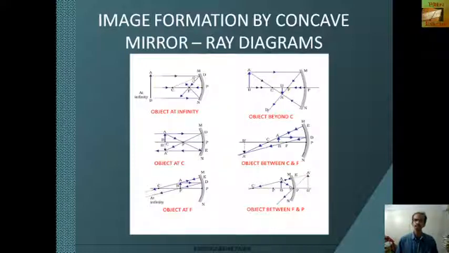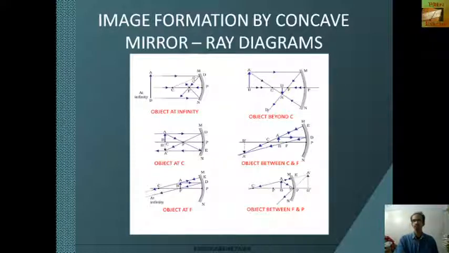In this case, a diminished image is formed, and the image is formed between the center of curvature and the principal focus of the concave mirror. Now, when the object is at C, an image which is equal in size is formed, inverted, at the center of curvature.